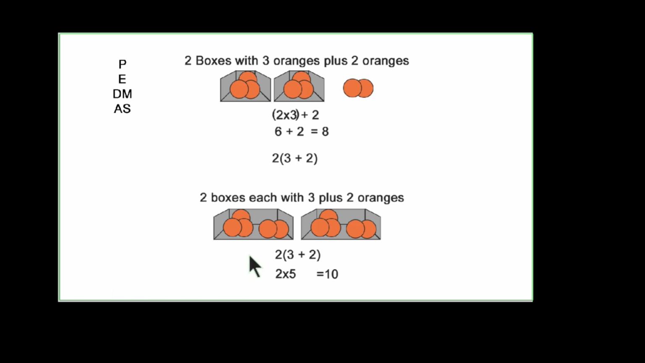Notice what happened here. By simply changing the order that I did the operations in, up here I did the multiplication first, here I did the addition first, I changed the answer by quite a lot. Here I got 8, and here I got 10. That's the whole point to order of operations. You always do the operations in the standardized order, and that way, if everybody does it in the standardized order, everybody gets the same answer.